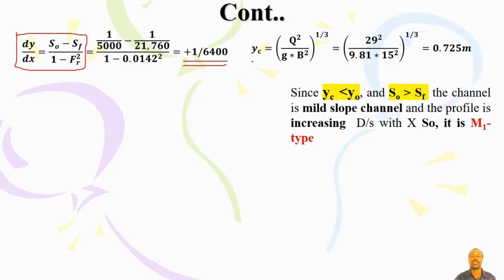So let's see. Then calculate the critical depth for this rectangular channel, (Q squared over g B squared) to the power 1/3. Then we get 0.725. Since yc is less than y naught and S naught is greater than Sf, since this is S naught, the bed slope is greater than Sf, the channel is a mild slope channel and the profile is increasing. Clear? The profile is increasing downstream with x distance. So it is M1 type. It is an M1 type profile.